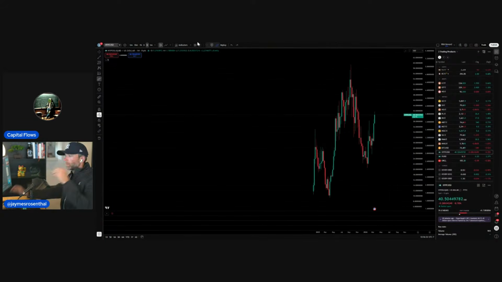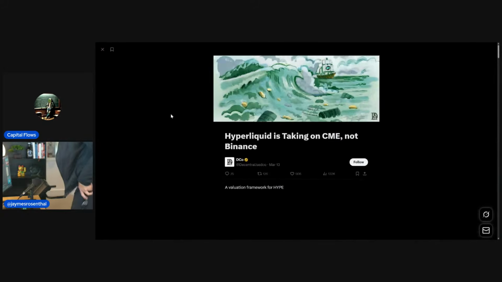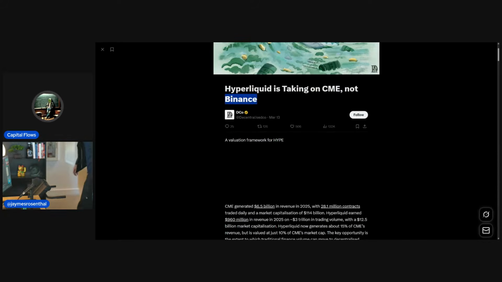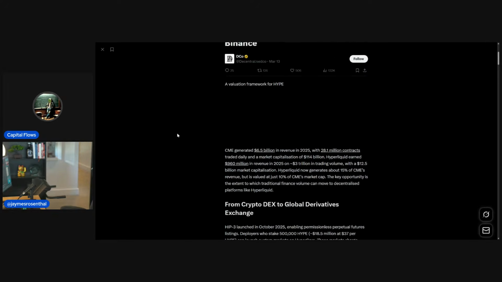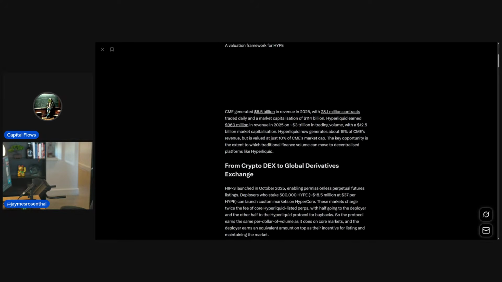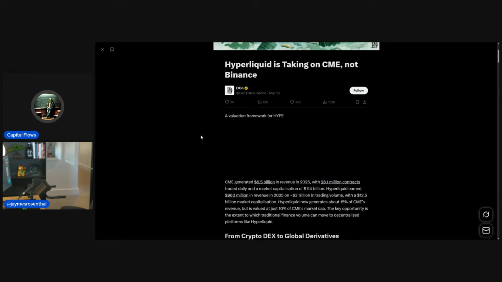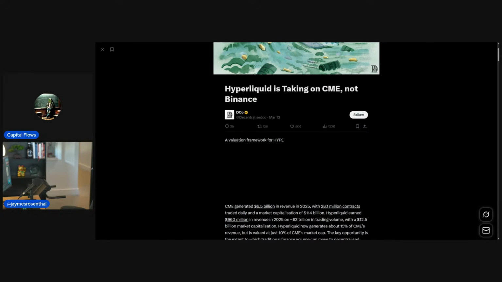All right. This is a great article that was just recently published on Hyperliquid, that Hyperliquid is taking the CME, not Binance. Now, I think there's an element of salt that you need to take with this. A pinch of salt, if that's the phrase. But I do think there's an element of truth to it.